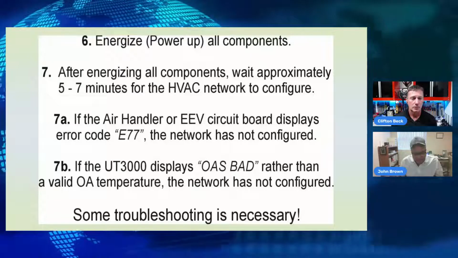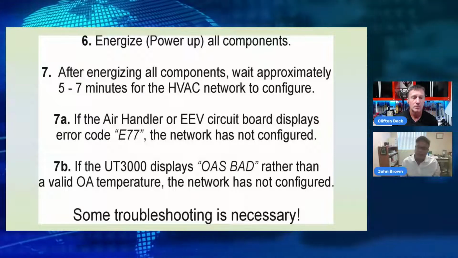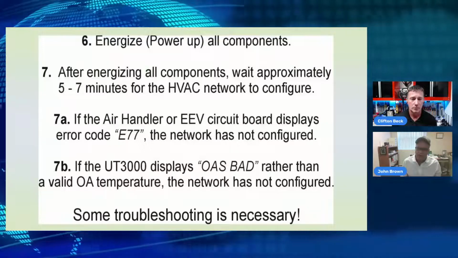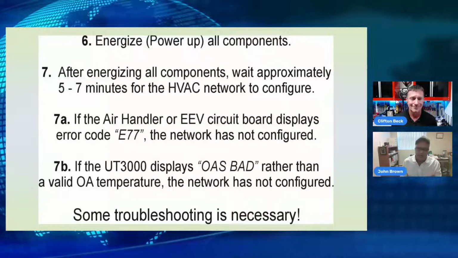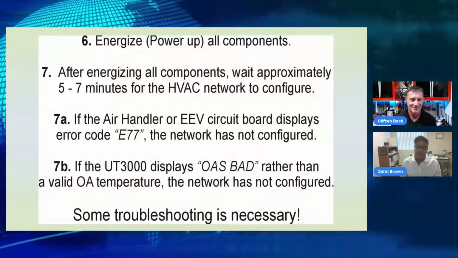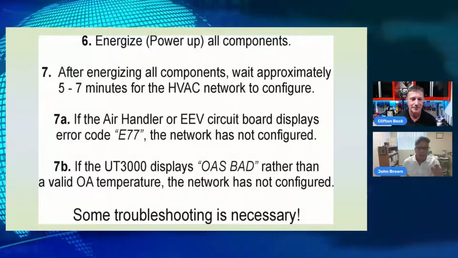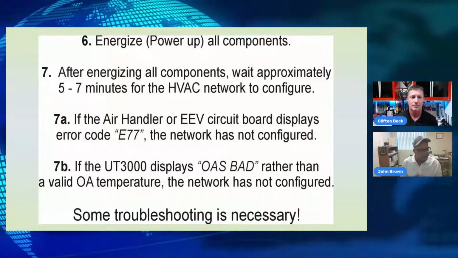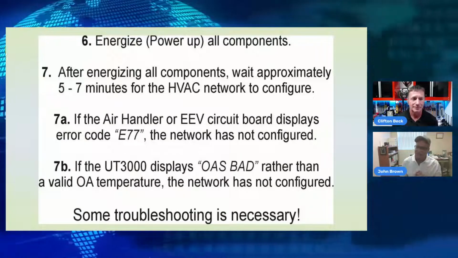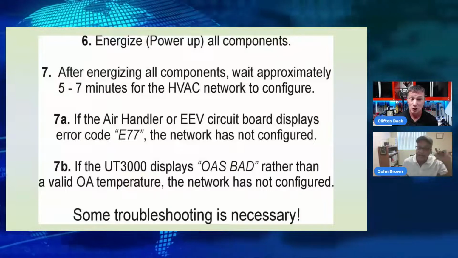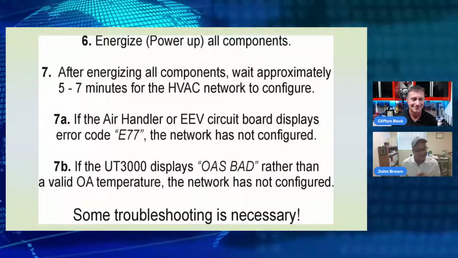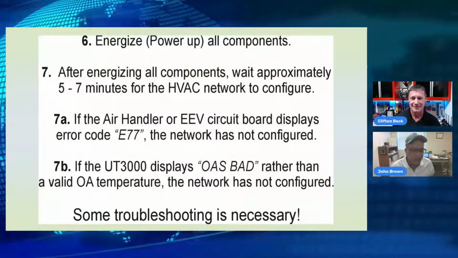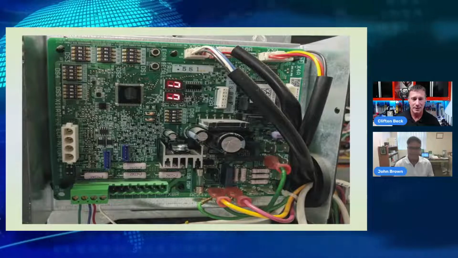Also, pay attention to the LCD screen on the UT3000. If the EEV board displays E77, the network has not configured. If the UT3000 does not display a valid outdoor temperature, it says the outdoor air sensor is bad. Guess what? The sensor is not bad. It's just not there yet. I can't see the outdoor unit. So some troubleshooting is going to be required. Not much, a little bit.